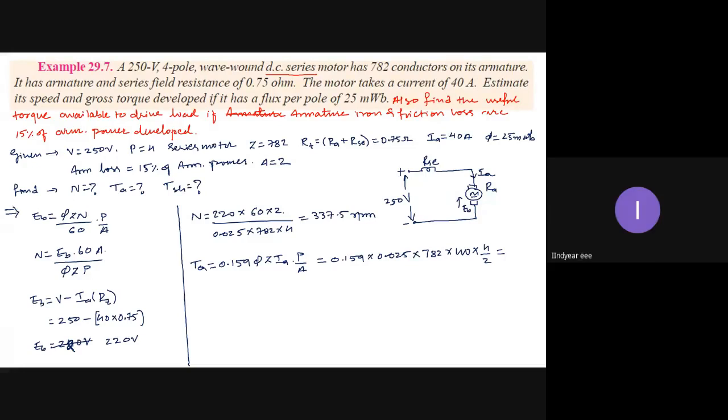Yeah, it is per pole only. If it has a flux per pole of 25 milliwebers, phi is per pole only, flux per pole. Total flux is P into phi. Always flux is mentioned per pole only in all the machines.